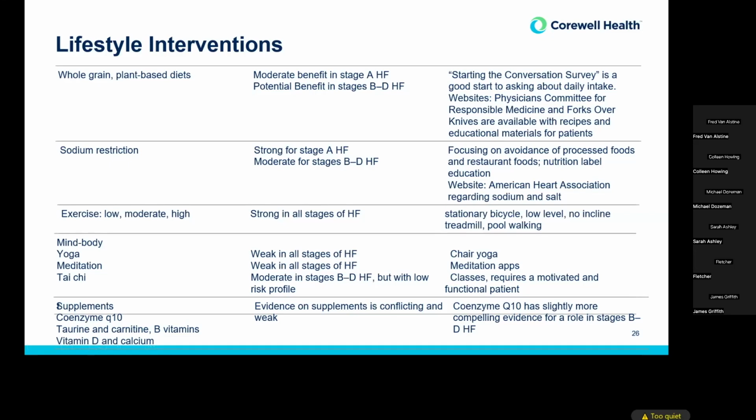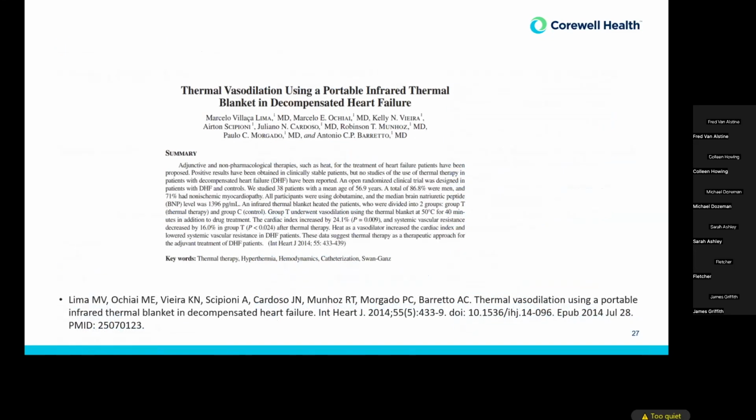Supplements, the evidence on that is conflicting. Some of my patients swear by it. I don't know. The only supplement that I will say for them to use is vitamin D, because there are some studies around the benefit of that. So those are some of the lifestyle medicine.